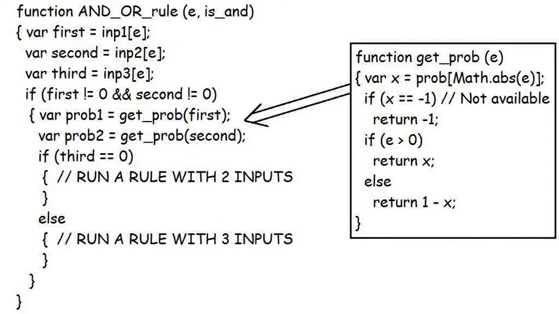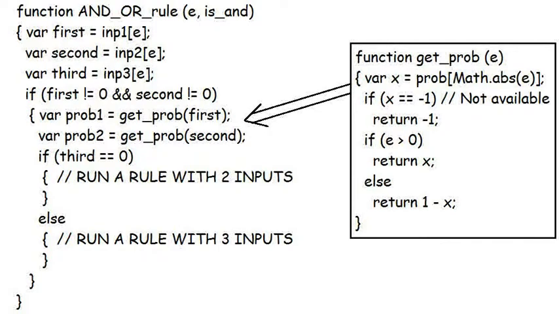The 3 inputs are copied from the arrays into variables first, second, and third for convenience. The rule will either be a 2-input rule or a 3-input rule, depending on whether the value of third is non-zero or not. Either way, we are going to need the probabilities for the first 2 inputs to be stored in variables prob1 and prob2. Of course, if either of these two is -1, then this particular rule can't fire at this point. Better luck next time round.